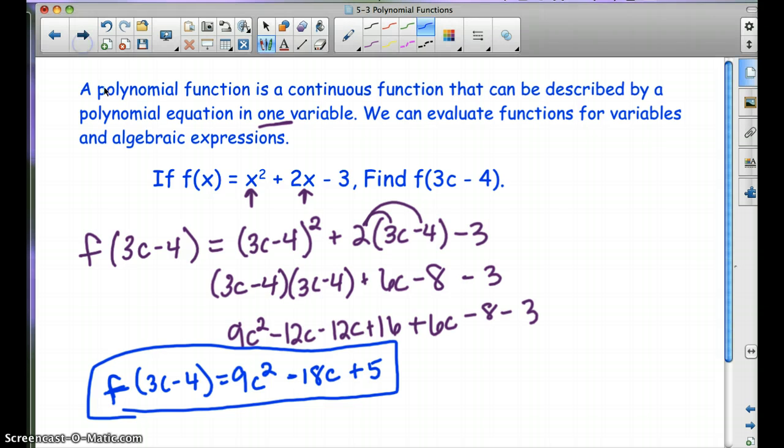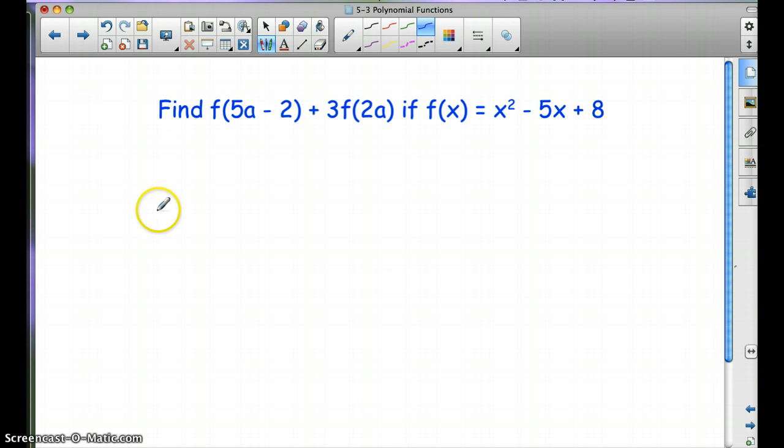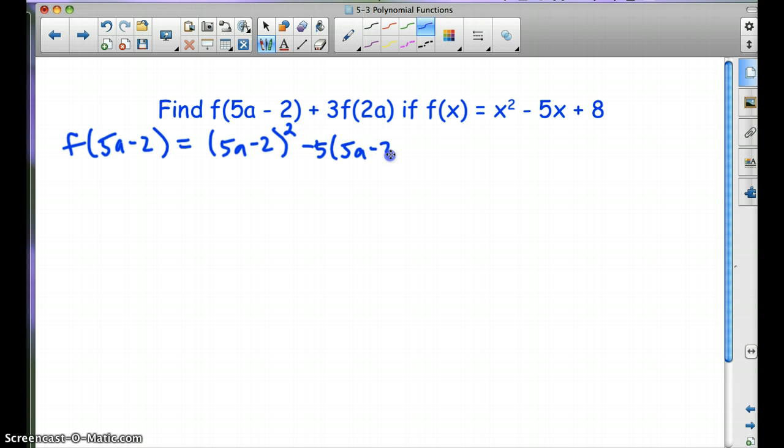Now what if we put a few expressions together? Find f of 5a minus 2 plus 3 times f of 2a, given this polynomial, f of x equals x squared minus 5x plus 8. First I'm going to find f of 5a minus 2, which is going to give us 5a minus 2 squared minus 5 times 5a minus 2 plus 8. And this I'm going to FOIL.